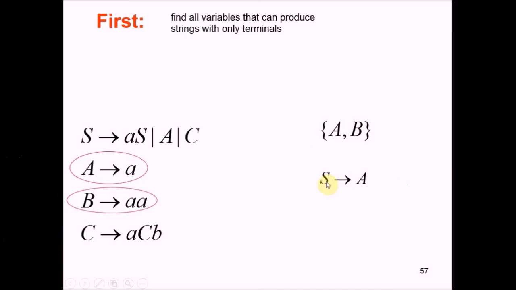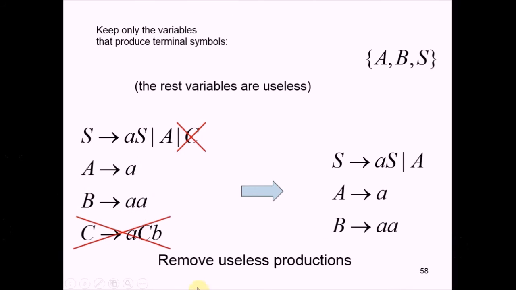Next, in round 1 we will select all the non-terminals, and in round 2 we will see the non-terminals A, B and S which are used. Now we will remove all the useless productions which are non-terminating. Here we can see C is non-terminating, so we are removing this production. After that we are left with only three productions: S tends to AS and S tends to A, A is tending to a and B is tending to double a.